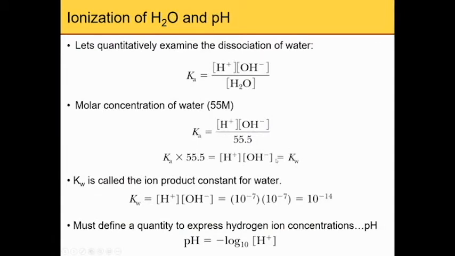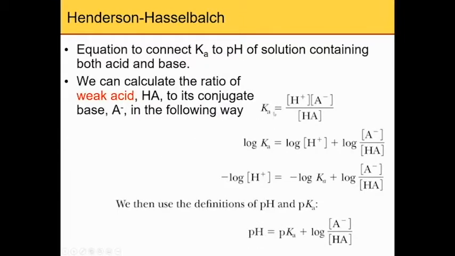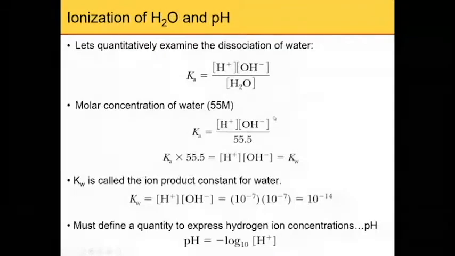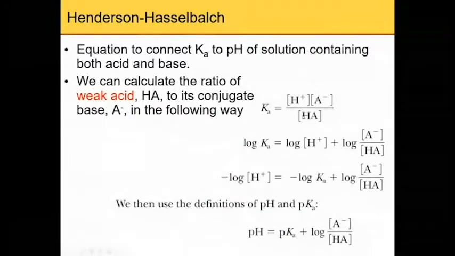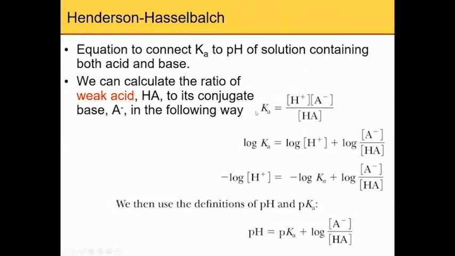This is just the ionization of water, and then the pH. So basically, pH is the negative log of the H concentration, right? And the Ka, as we remember from here, is the multiplication of H and A over HA, all right? So if you take a log on both sides, all right?